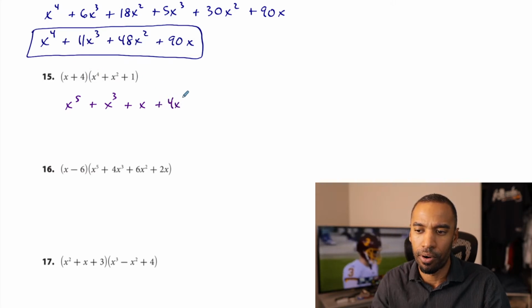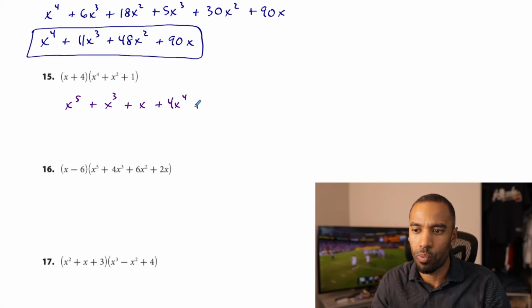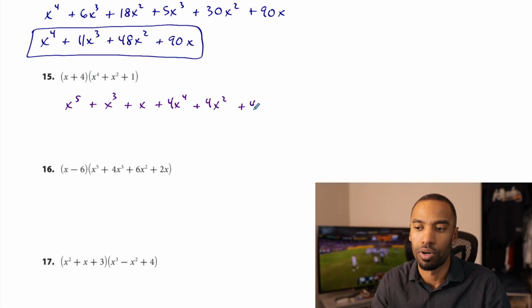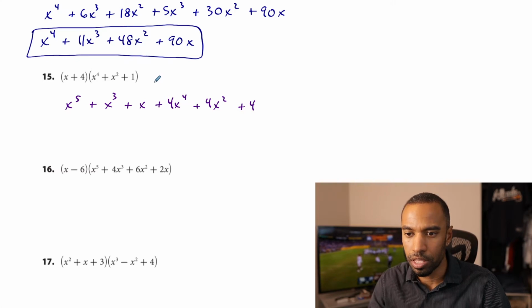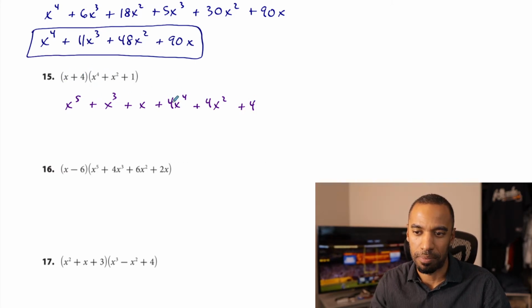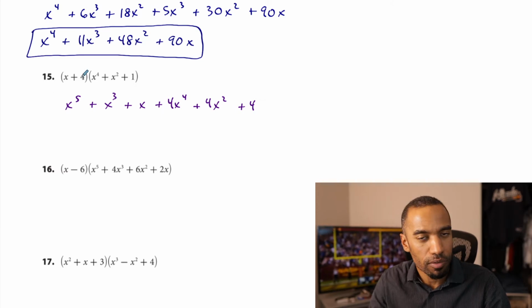4x to the 4th, 4x squared, and 4 plus 4. There's nothing to combine here. This one was kind of fun because the 4 is just a 4, and then the x has just brought up these degrees here. Yeah, nothing's going to combine, but we do have to rewrite this, right?